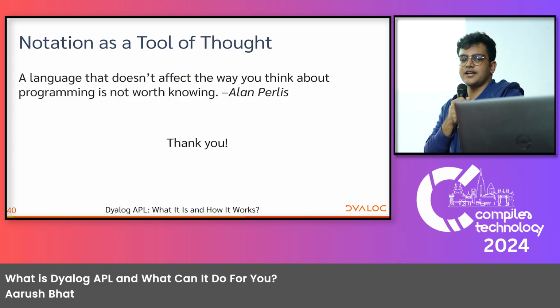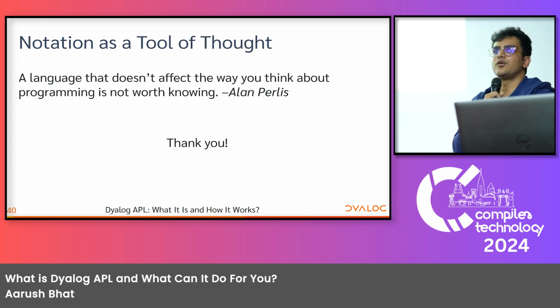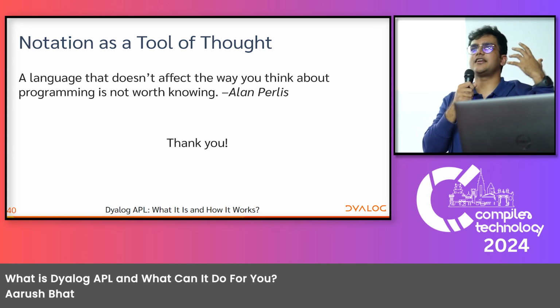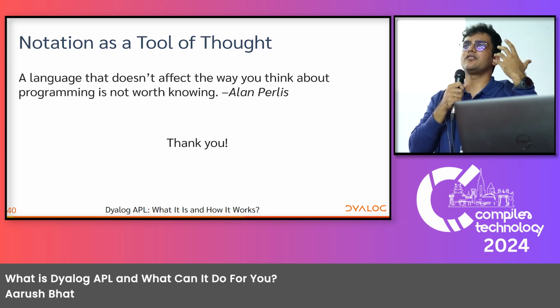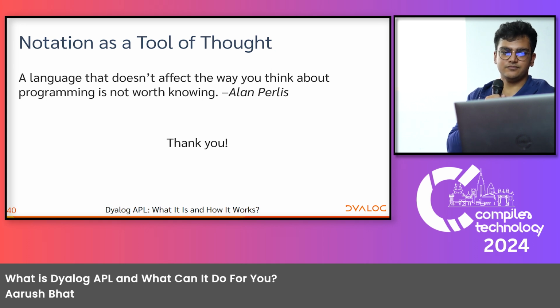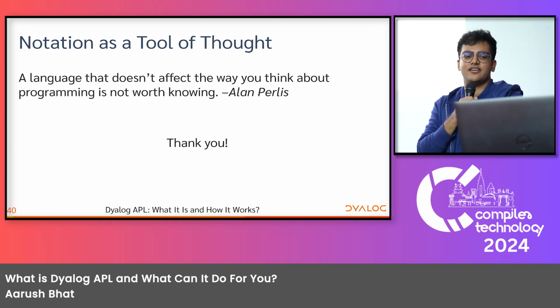So the theory behind Dyalog APL is its notation as a tool for thought, and it expresses programming the way you express it in your head. The way you think of it, it expresses it in code in the exact same way. There's a quote by Alan Perlis that says, "A language that doesn't affect the way you think about programming is not worth knowing." I would like to end with that.